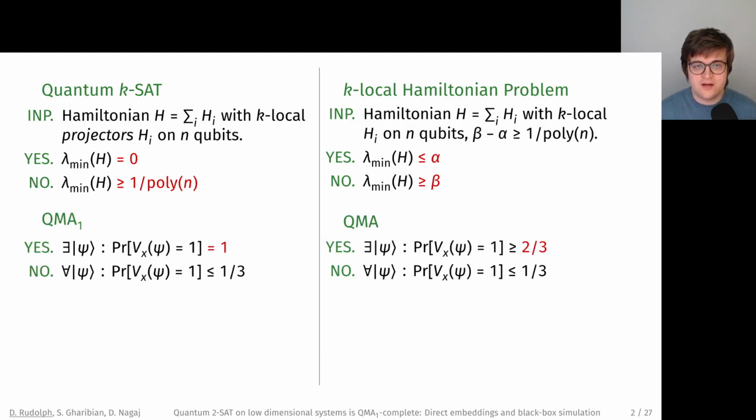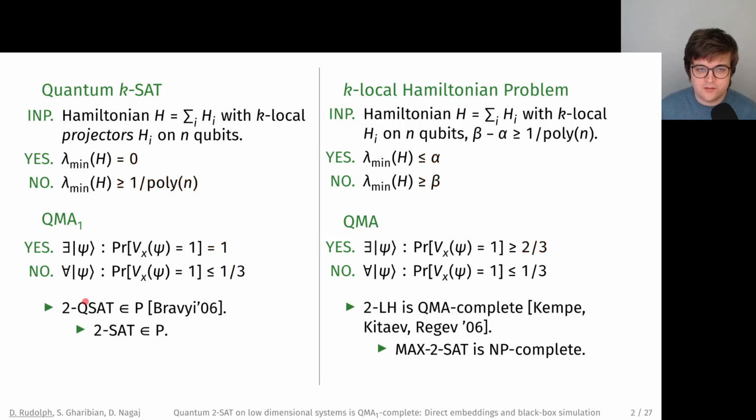The corresponding complexity classes are QMA1, where there exists some verifier that on input x, there exists some state psi, such that V_x accepts psi with probability 1. So this means it has perfect completeness. For QMA, we only require acceptance probability 2/3. The no case of both classes is the same. There, all states psi are accepted by the verifier with a probability of at most 1/3.